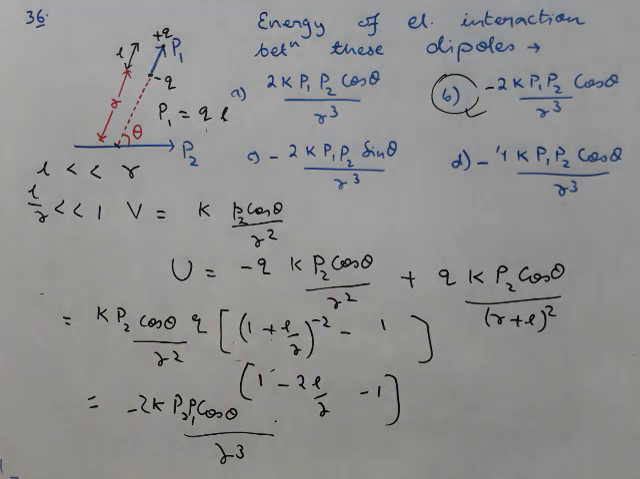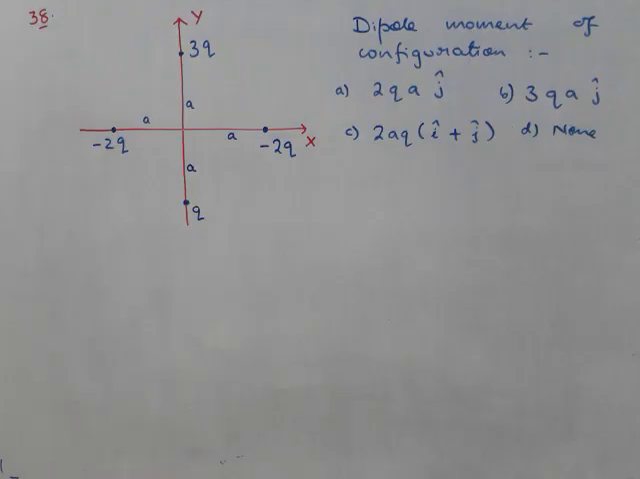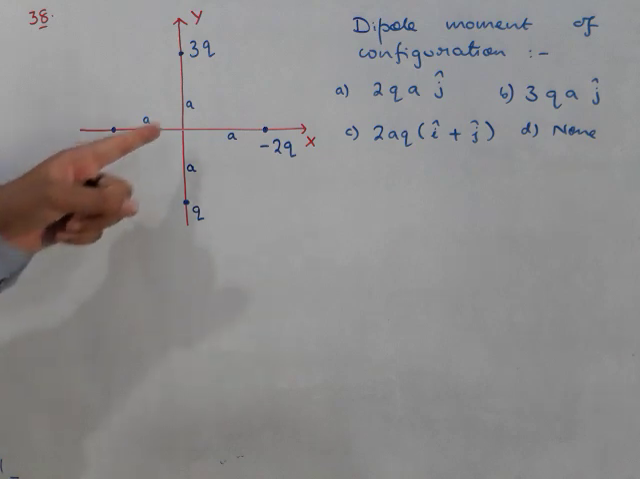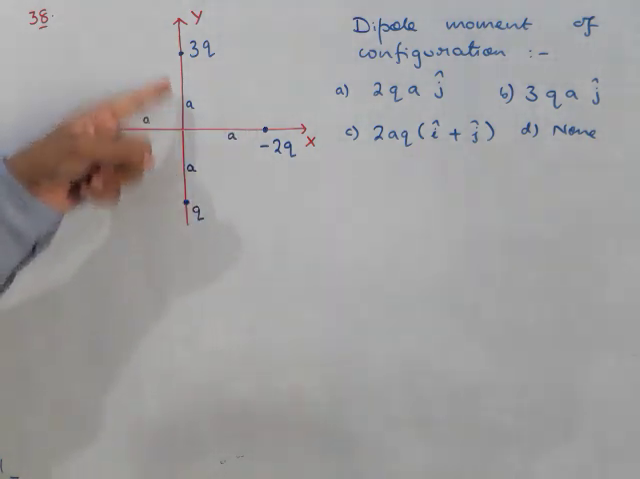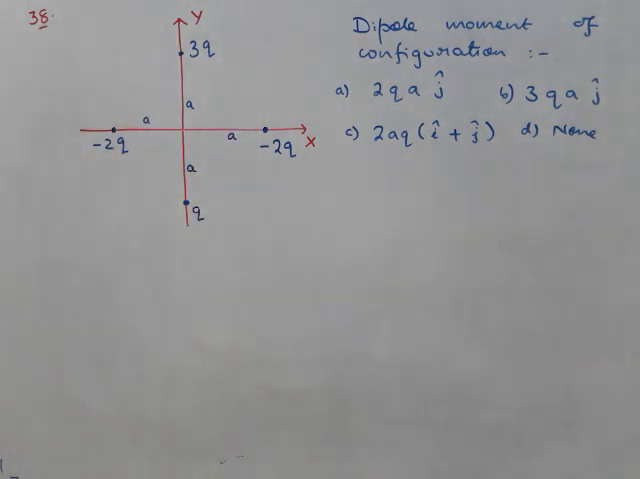Let's see one more question based on dipoles. The next question, number 38, that I would like to discuss is like so: there are 4 charges. They are placed each at a distance A. All these distances are A from the origin. The dipole moment of the configuration you have to find. 4 options are given. Now how do we do such questions?